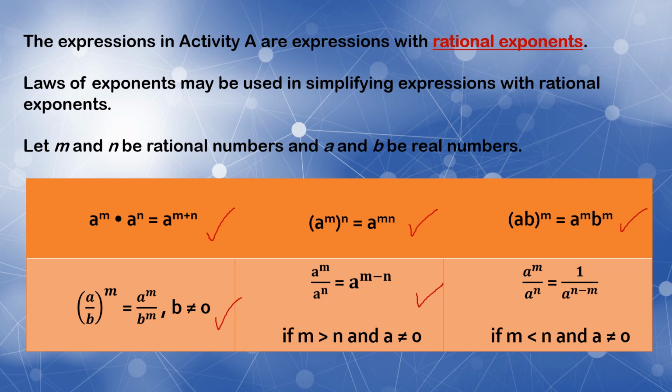Next, ab, quantity raised to the power of m, is equal to a raised to m, b raised to m. And then the last one, we have a raised to m over a raised to n is equal to 1 over a raised to n minus m, that is, if m is less than n and a is not equal to 0.